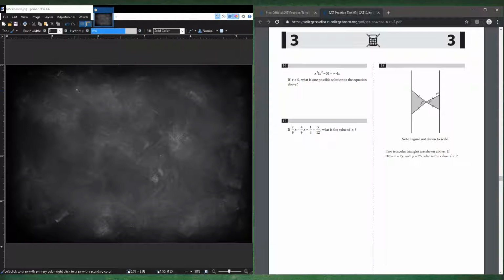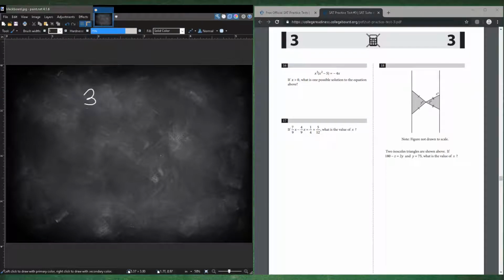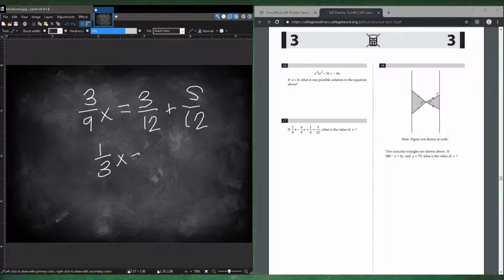So 7 over 9 minus 4 over 9 is 3 over 9. x is equal to, let's simplify the right side now. So if you multiply 1/4 by 3, that would just be 3 over 12, plus 5 over 12. So simplifying this, that'll be 1/3 x is equal to 8 over 12. So multiply by 3 on both sides, and you get 8 over 4, which is the same thing as 2. So x is equal to 2.